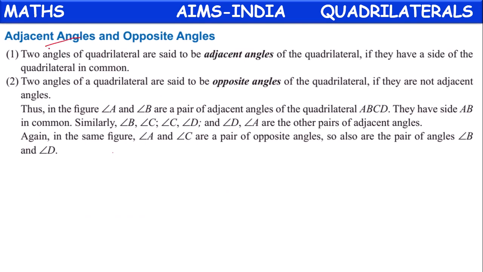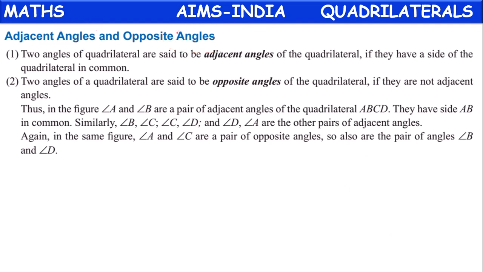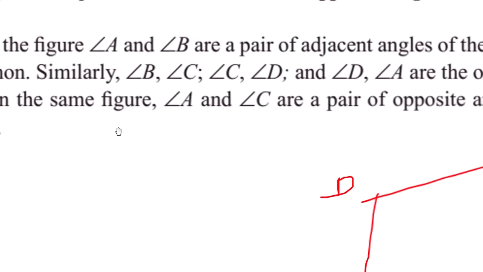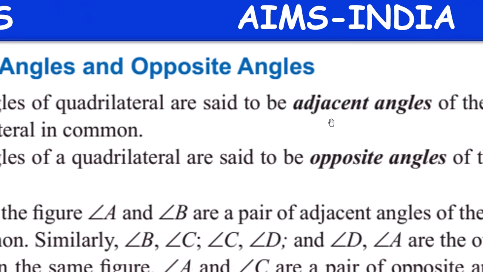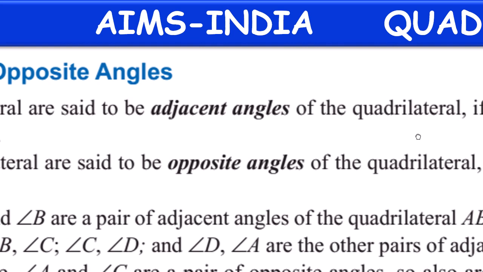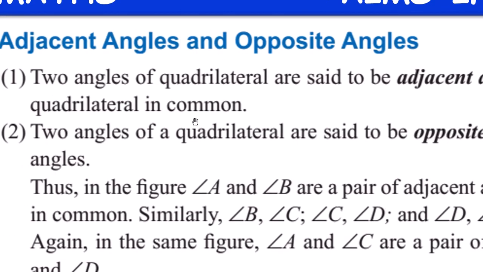Next one. In the same way, we have adjacent angles and opposite angles. If this is the quadrilateral A, B, C, D, then we will have adjacent angles and opposite angles for a quadrilateral. Two angles of a quadrilateral are said to be adjacent angles of the quadrilateral if they have a side of the quadrilateral in common.